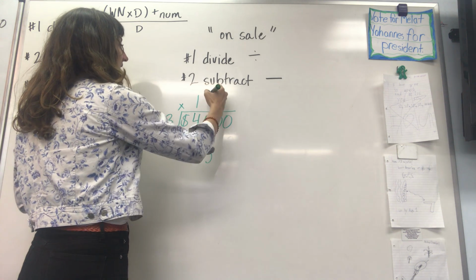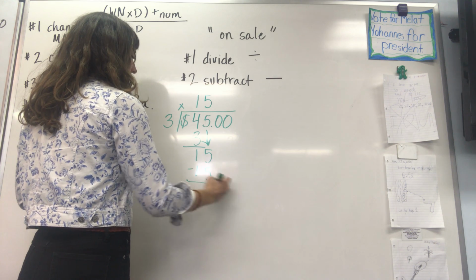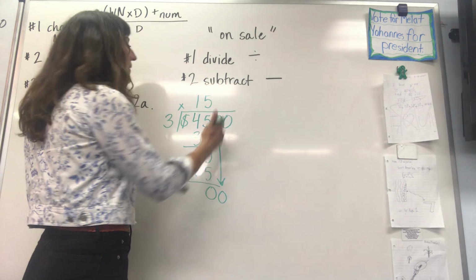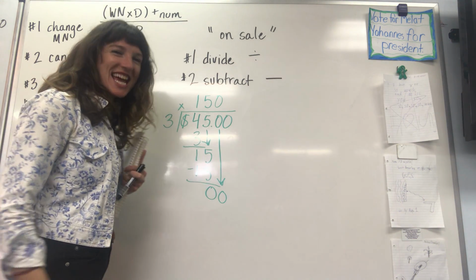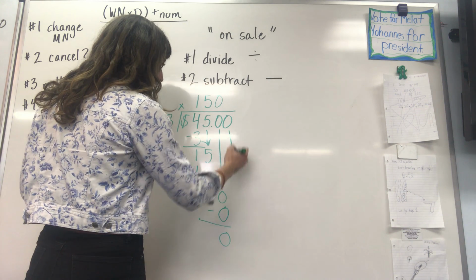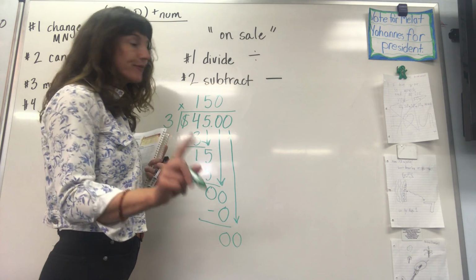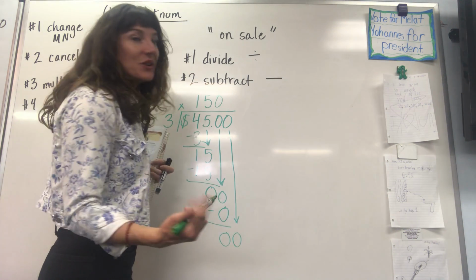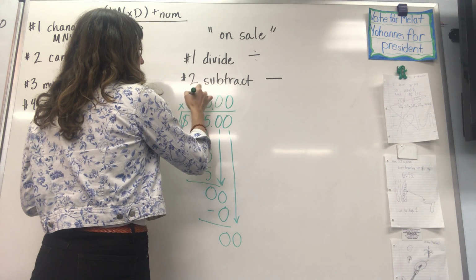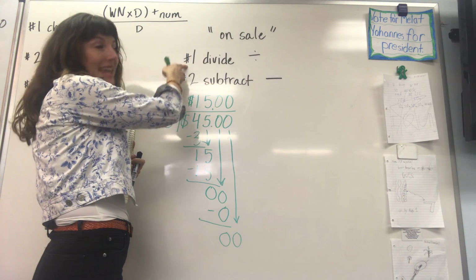3 into 15 is 5. 3 into 0 is 0. Don't forget it. Remember that one lesson where I forgot to do all the work? And 3 into 0 is 0. Don't forget it. Now, bring your decimal point directly up. This is the answer to step number 1.